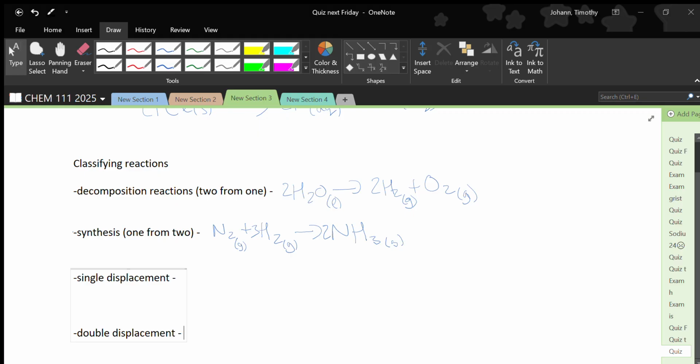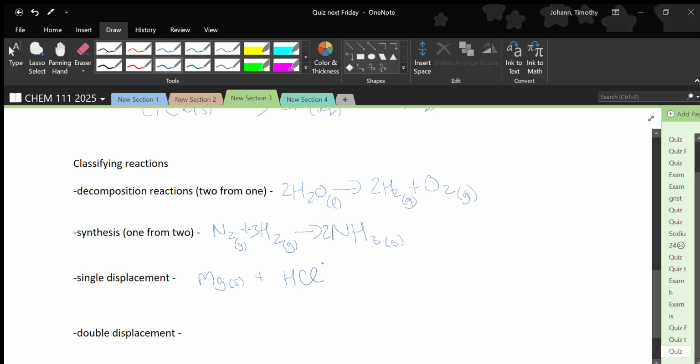But both of these involve switching partners, where we think about partners as atoms. So an example of single displacement is I have magnesium, which is going to be a solid when it's all by itself, plus HCl. Let's be fancy and call that a liquid. Okay, we won't have this going on in solution.